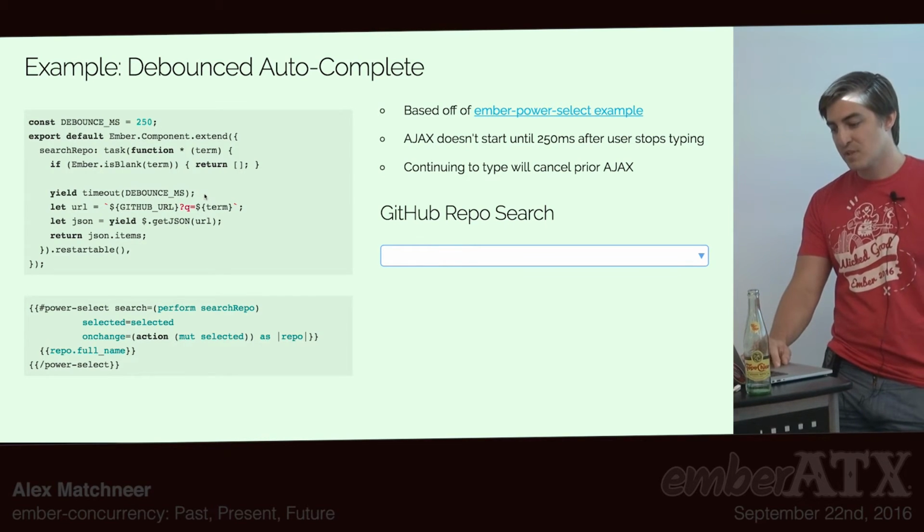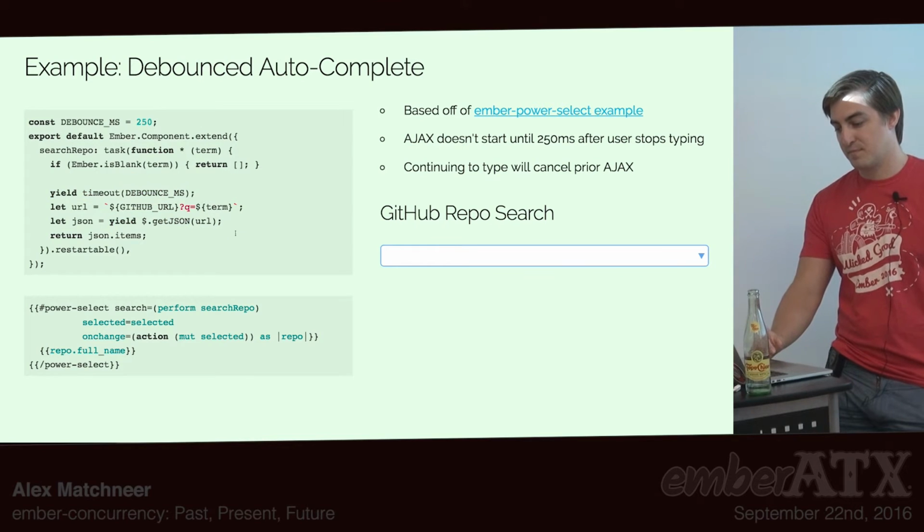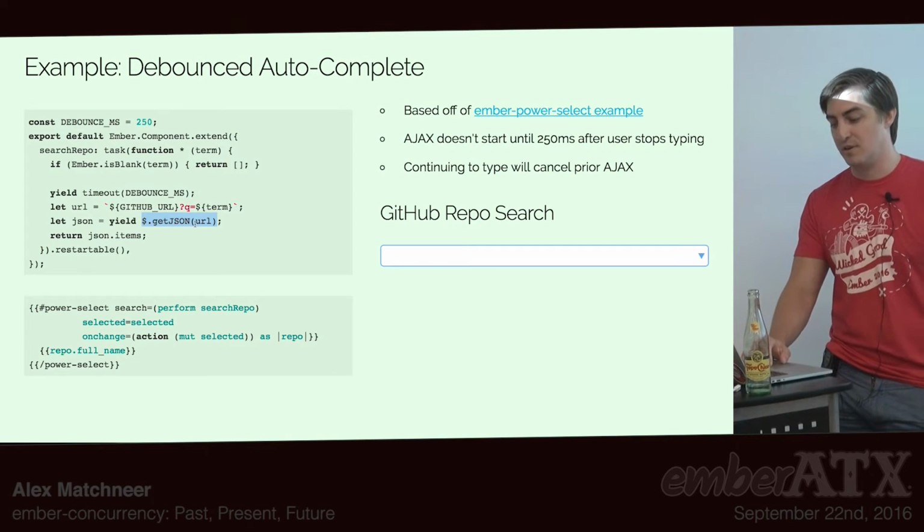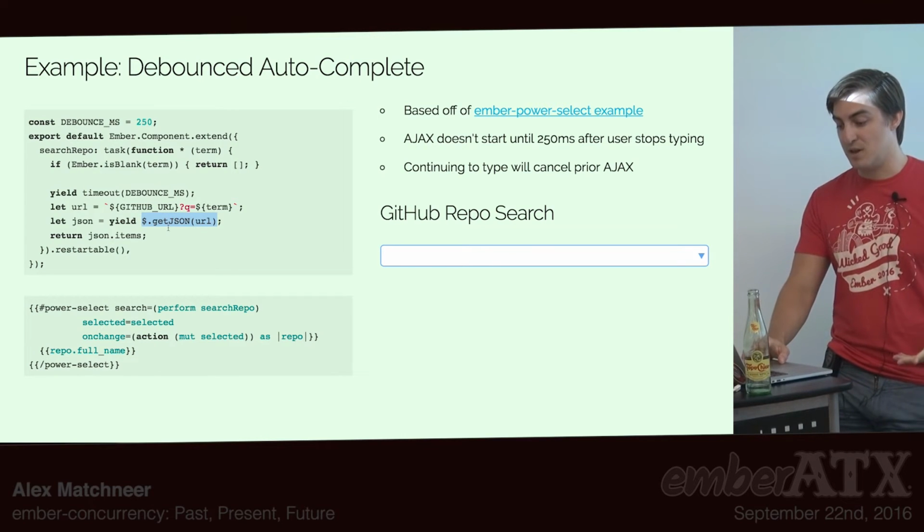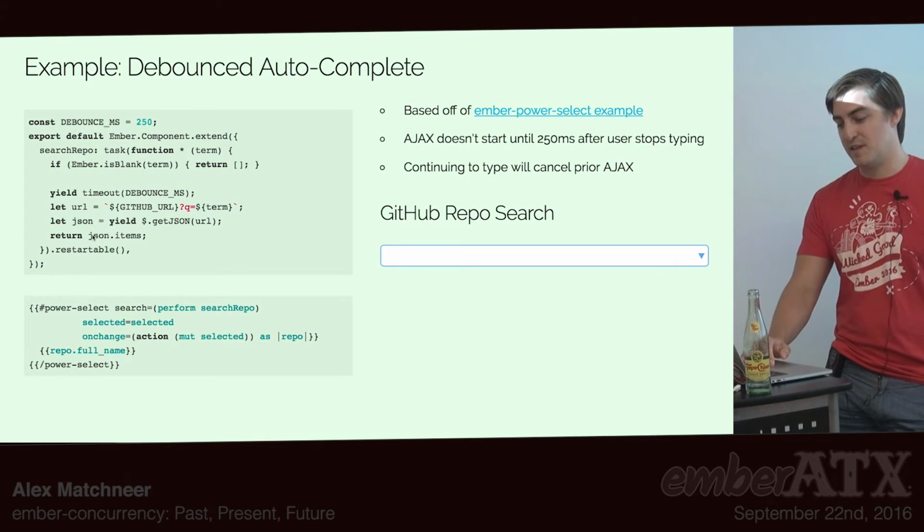So this pauses for 250 milliseconds, and then it makes a jQuery AJAX request, and it yields for it. And it turns out that the value returned from this is promising enough for Ember Concurrency to know how to pause until the result comes back. Then the result comes back, it gets stored in JSON, and then that's what we return.